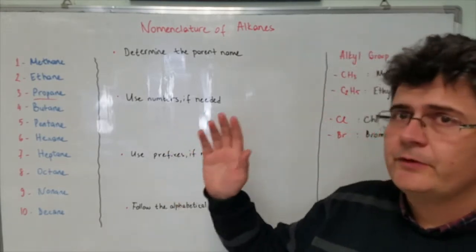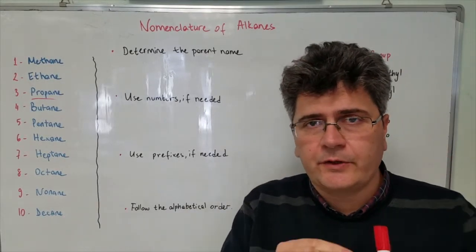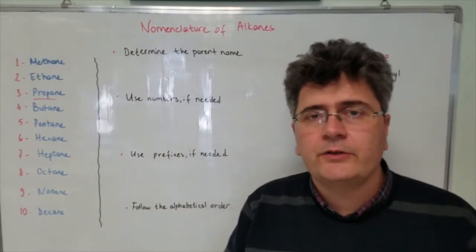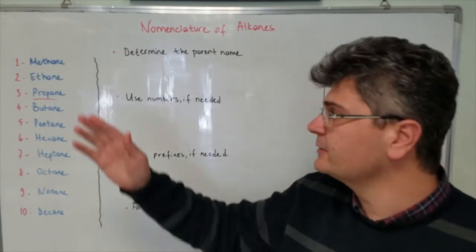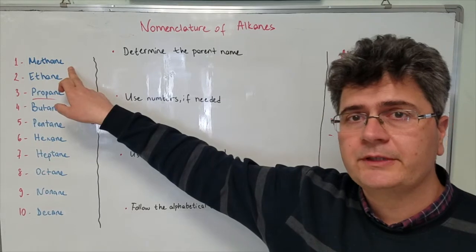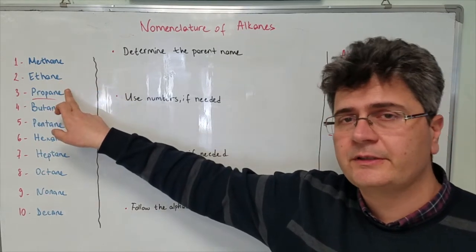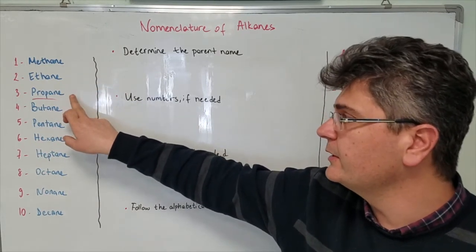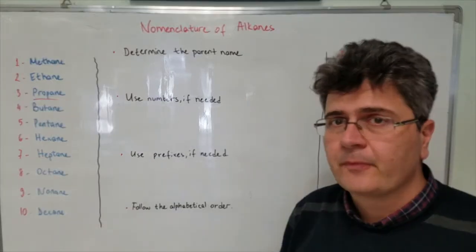So, first of all, if you have unbranched alkanes, if you have linear alkanes, what you need to do to name it is just to learn these 10 words. If you have only one carbon atom, it's called methane. 2 carbon atoms, it is called ethane. 3 carbon atoms, propane, and so on.